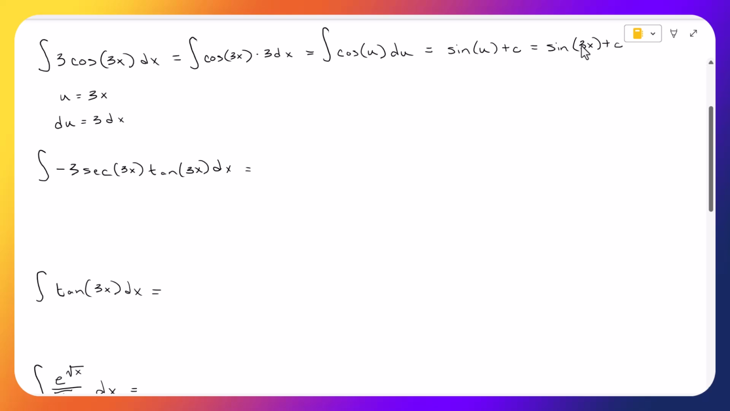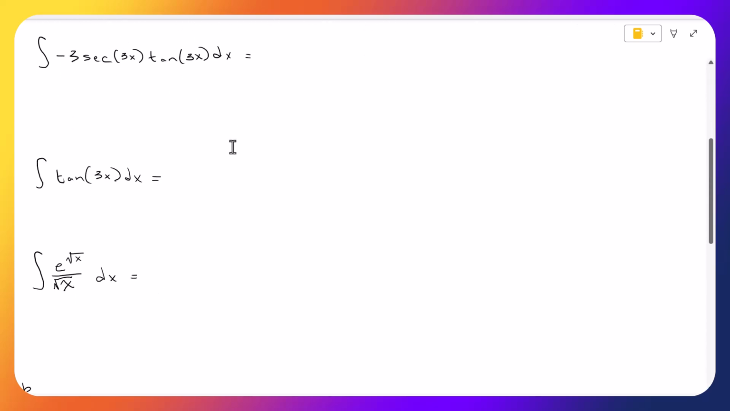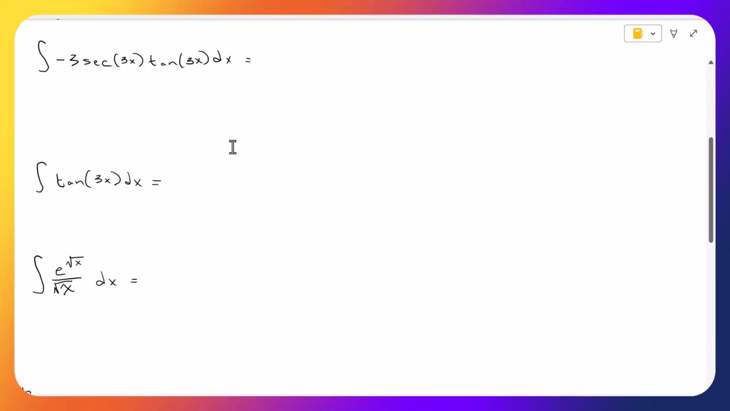And if we take the derivative of this, does it give us that? Well, the derivative of sine 3x is cosine 3x times the derivative of 3x, which is 3 cosine 3x. Boom. Next one, negative 3 secant 3x tangent 3x dx. This is again something we did yesterday, but now we have our u sub.